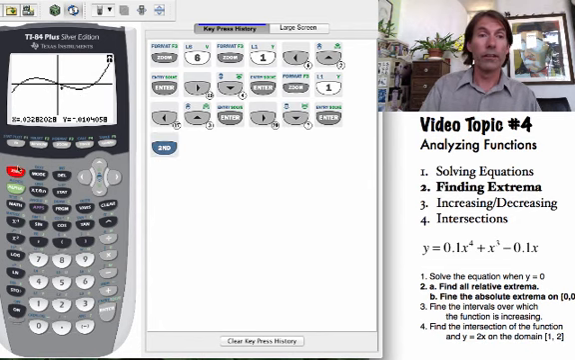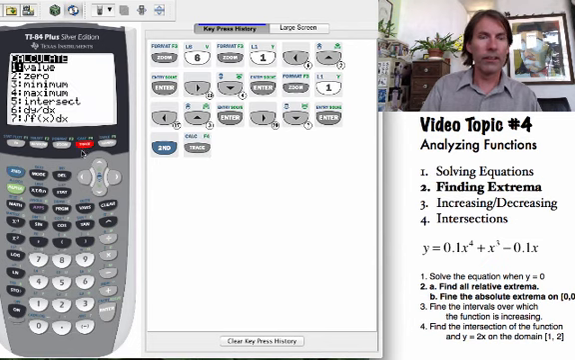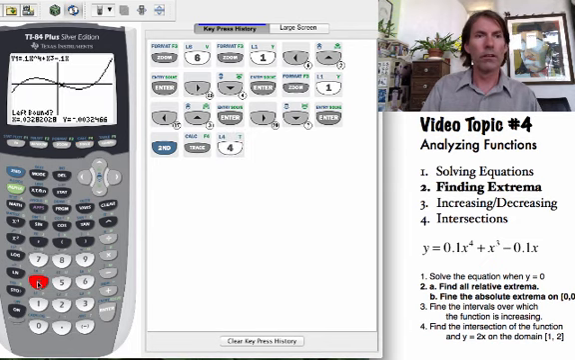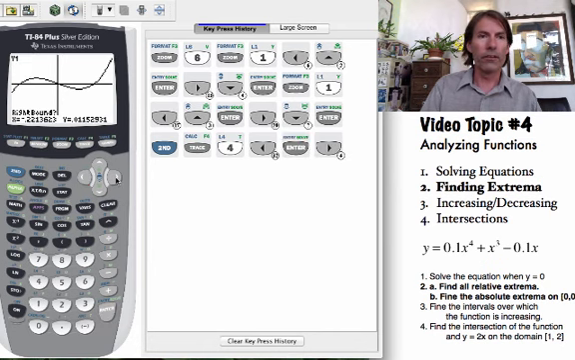So second and trace button is to calculate. So there it is. And let's do the maximum first, which is number 4. Now it's asking for the left bound again. The left bound has to be to the left side of that maximum. Enter. The right bound to the right side of that maximum. Hit enter.